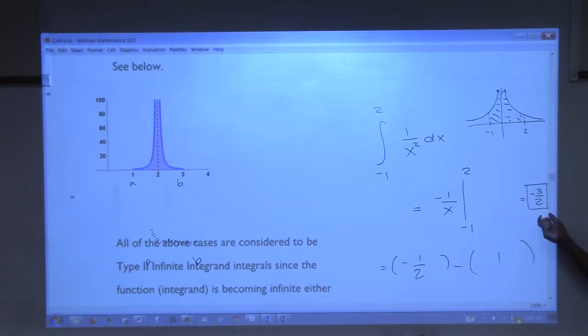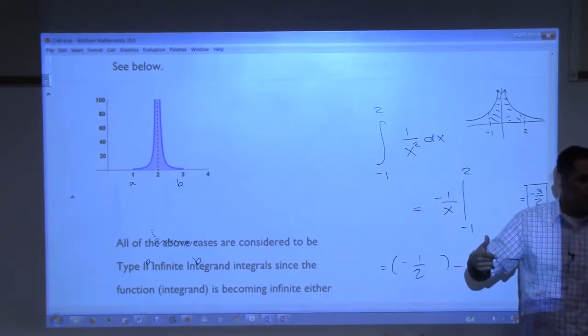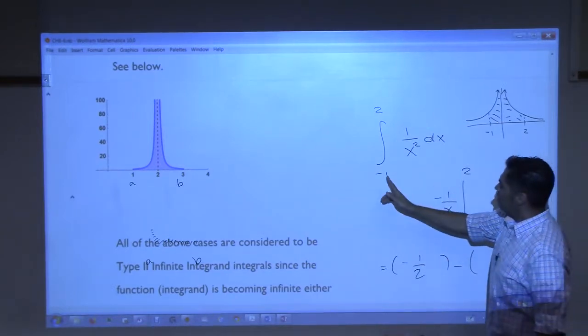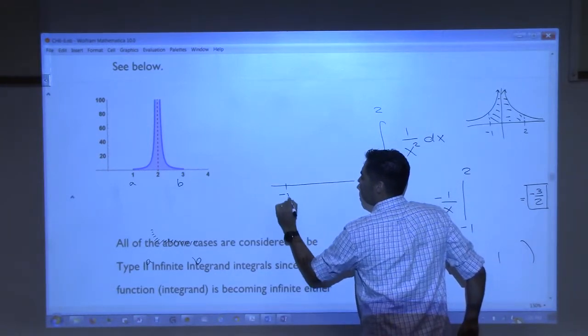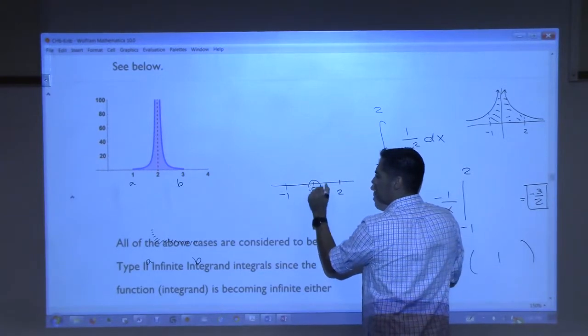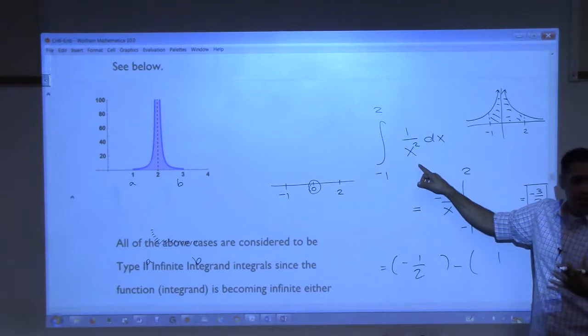So something is wrong. And what's wrong is when we did the problem, we did not recognize that this is a type 2 improper integral. We didn't recognize that when we looked at our interval from -1 to 2 on the number line, we didn't realize that at 0, we have a discontinuity. At 0, our function is undefined, right? So that's what today is about.